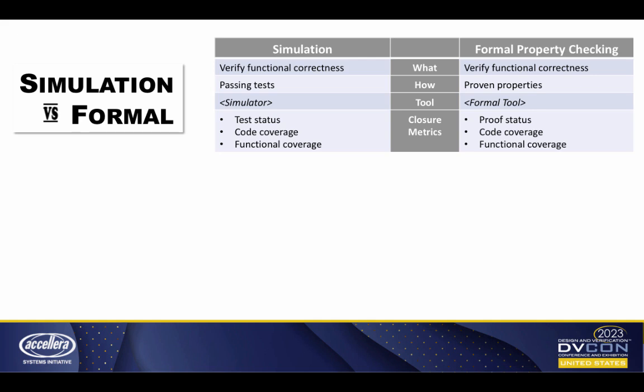And then looking at the closure metrics here, these are also very similar. So in simulation, I'm used to looking at test status, so looking at passing test status from a regression. I'm looking at code coverage from a regression. I'm looking at functional coverage from a regression. And with formal property checking, a lot of that is the same. You're looking at proof status instead of test status. You're looking at code coverage. You're also looking at functional coverage. So while the technology is different, really the method and the means and the outcome between simulation and formal property checking have a lot of similarities.